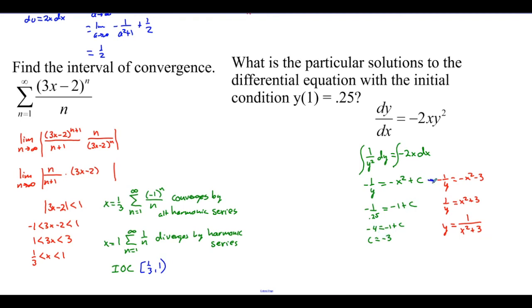So we went to this spot right here. Negative 1 over y is negative x squared minus 3. There I plugged the negative 3 in. Multiply everything by a negative and then take the reciprocal of both sides. Or you can really think of it as cross multiplying. You get the same thing.